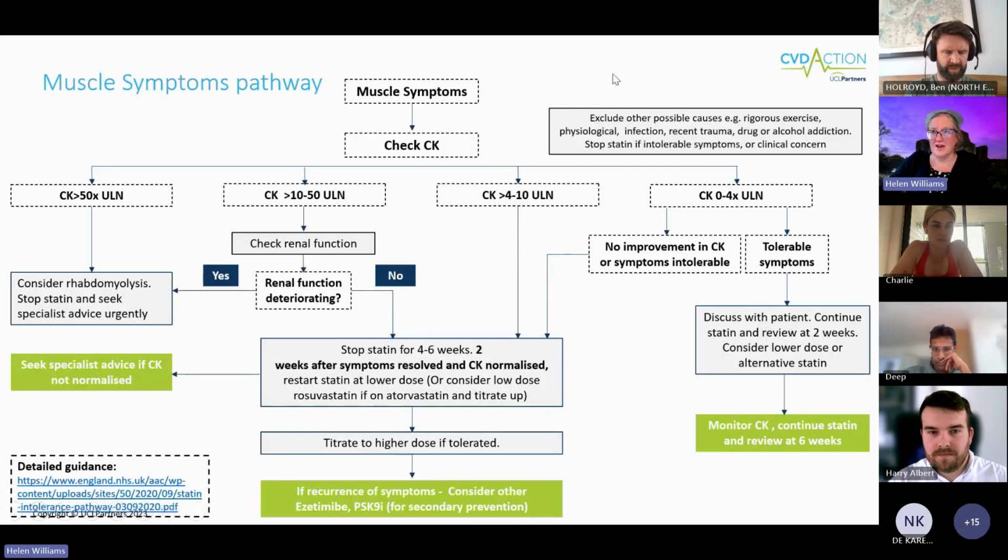People worry a lot about the muscle symptoms and how we manage them, remembering that muscle symptoms can be caused by all sorts of things, and we need to have that in mind. But the most important thing with persistent muscle symptoms with statins is to check the CK. High levels will require the statin to be stopped, particularly where there's deteriorating renal function. But there is the option, if the renal function doesn't deteriorate further, to restart.